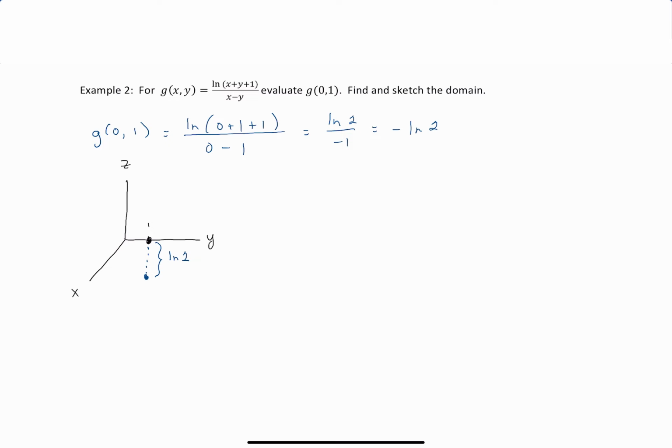But the z-coordinate then is minus ln of 2. Again, we don't know what the entire surface looks like. We only know where one dot is. We'll talk later about how you can tell what the surface looks like. But in the meantime, let's find and sketch the domain.